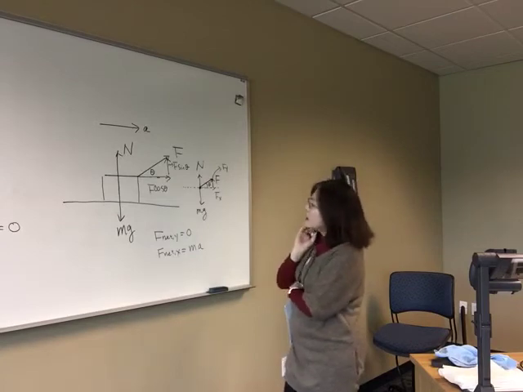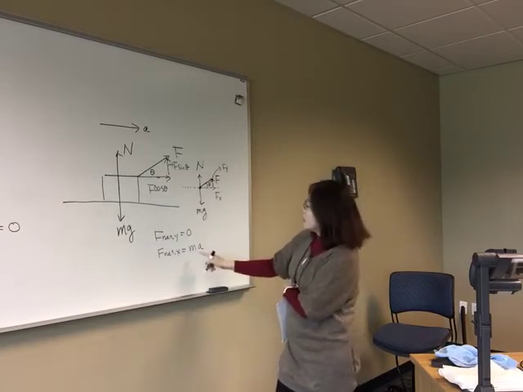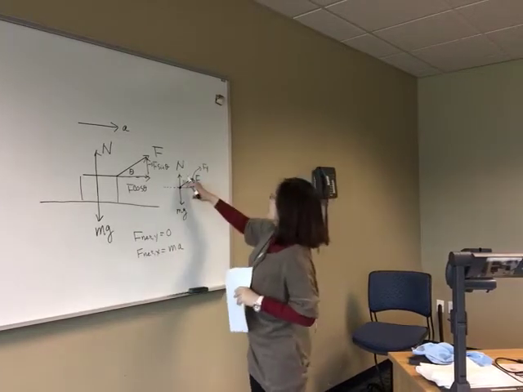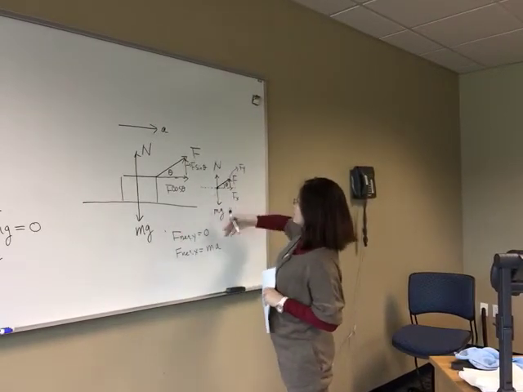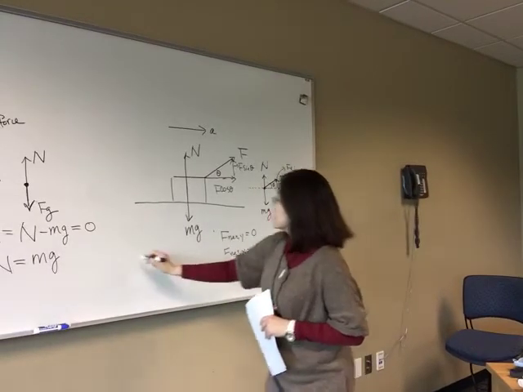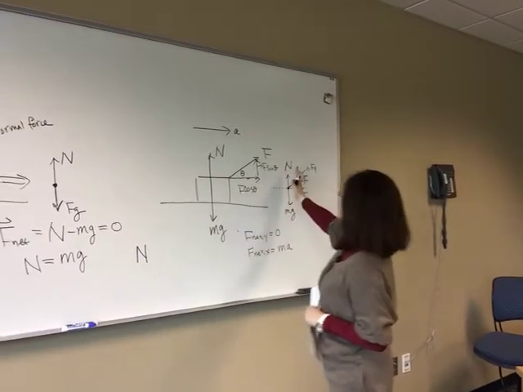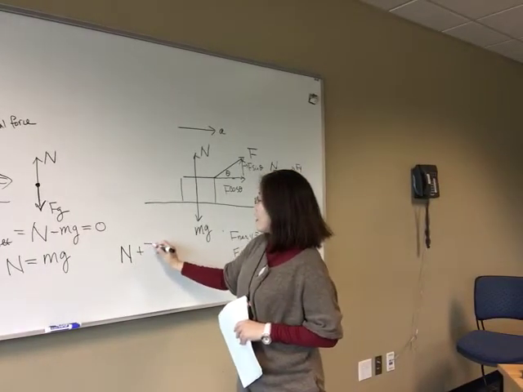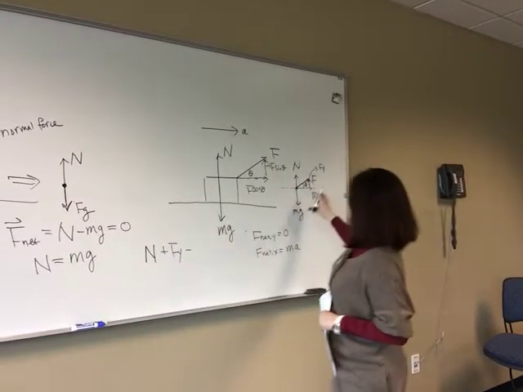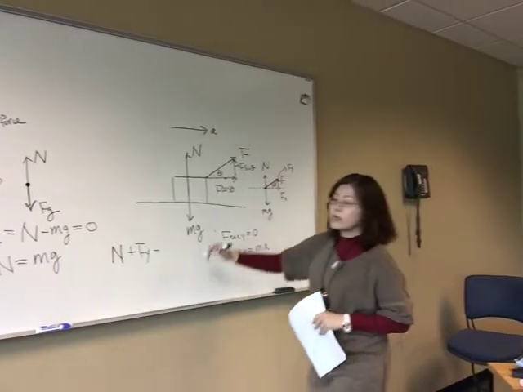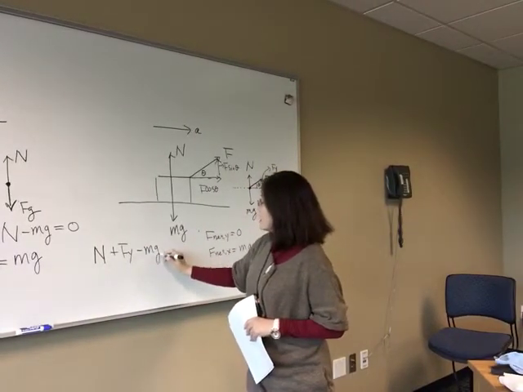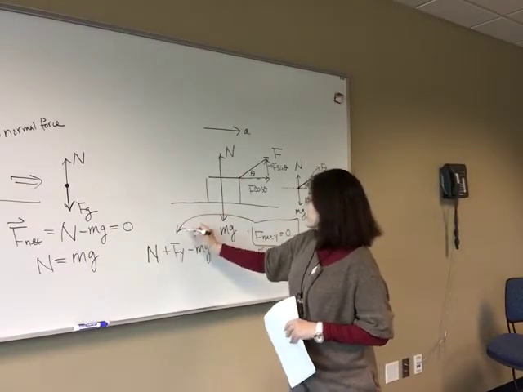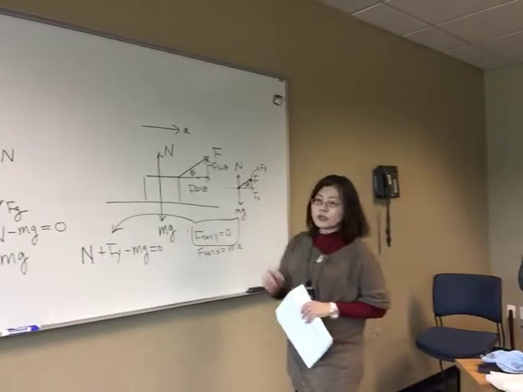Okay, so in that case, what is the magnitude of the normal force? Let's see. You have net force in the vertical direction, so you have upward N, that's positive, and then you have Fy, which is also positive. So plus Fy, plus negative mg, so minus mg, and the whole thing is equal to 0. Based on this, you can write down equations like that.